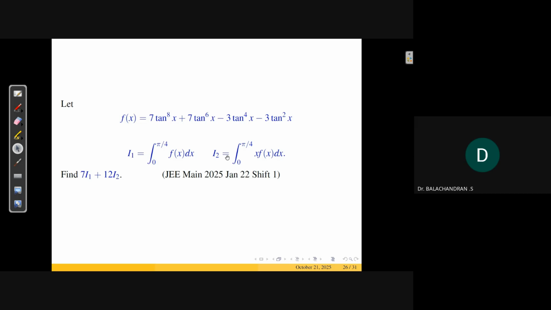So the key idea is here. Here we have power 6, here power 8. Here we have power 2, here power 4. That's why I'm going to consider tan power 7, and here I am going to consider tan power 3. In between these terms you have tan power 7, and in between the other two terms you have tan power 3.